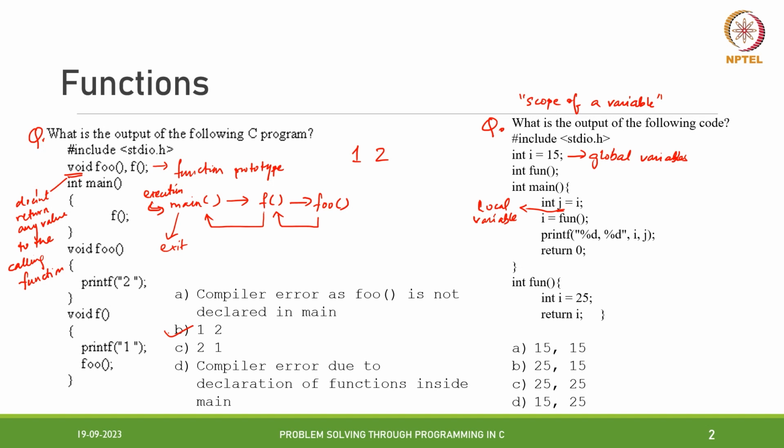Now we are setting j to the value of I, and then we are writing I equals fun, calling the function fun. Because fun will return an integer value, we need to store it somewhere, right? So I am setting the value of I to whatever is going to be returned from this function fun, and then I am going to print the value of I and j. So what does the function fun do? It declares a variable I, sets it to 25, and just returns the value. So what do you think should be the output of this code?